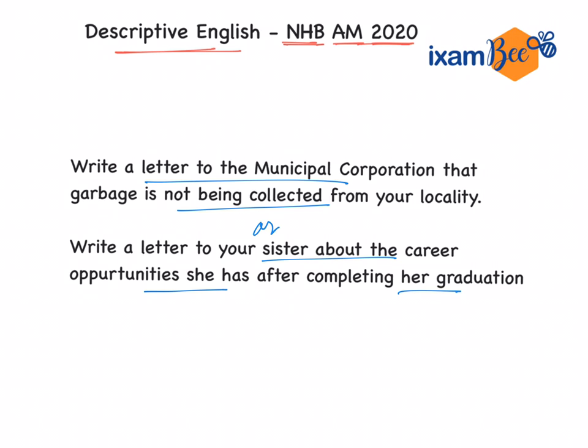So which one should you choose? Many students feel that they should always write the formal letter. It is not true. You should choose the topic in which you are most comfortable. So if we have to write the letter to the municipal corporation, you can address the letter to the Mayor, Municipal Corporation, name of the city, and then subject, salutation, and 3 paragraphs.